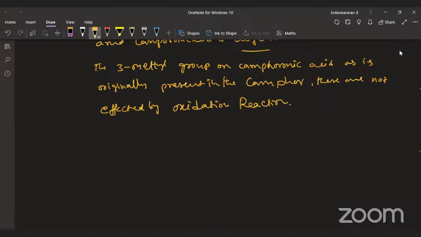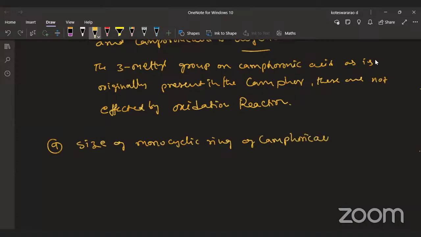Right. Therefore, now we know the structure of camphoronic acid. Based on the camphoronic acid structure, we need to determine the camphoric acid structure. Next, coming to the 9th point: the size of the monocyclic ring of camphoric acid.